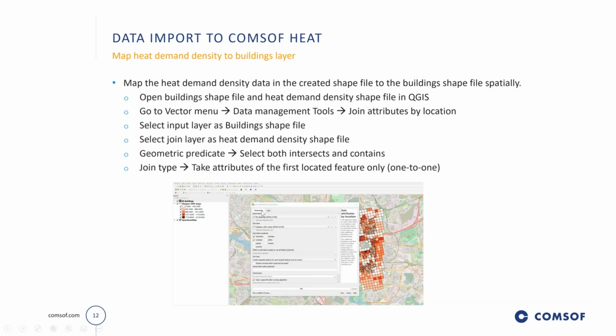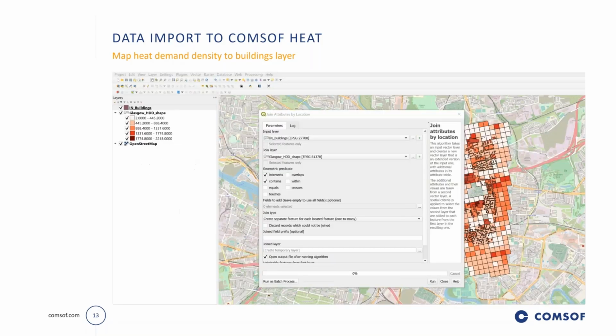Then we have to select the join type, that is, how to join these attributes. We have to take attributes of the first located feature only, which is one to one. The reason is that one building can be matched with two different hectare squares, and in that case, it will take the first located feature. Because we need one value for heat demand density and one value for gross floor area density at the building level, we select this join type and then click run.